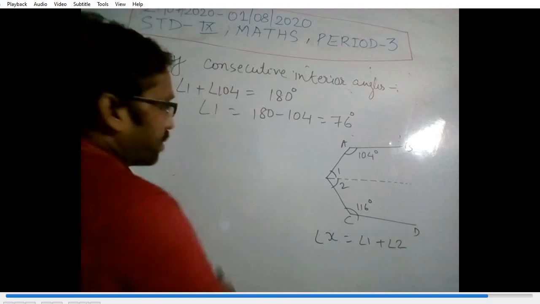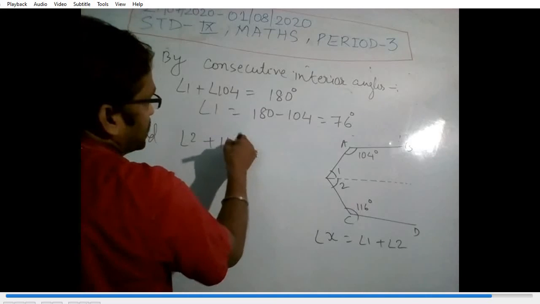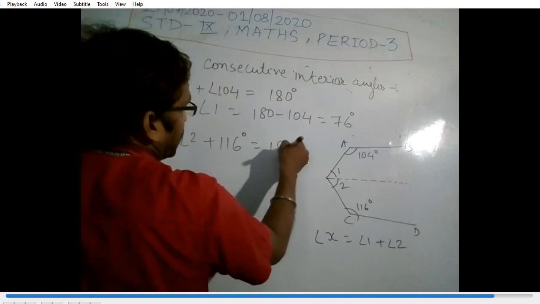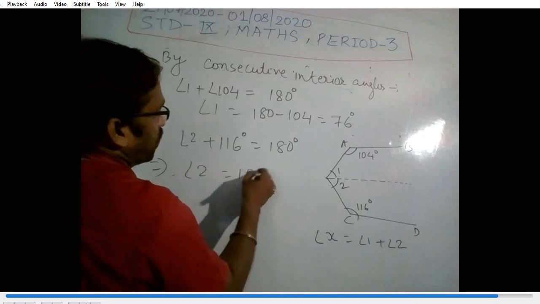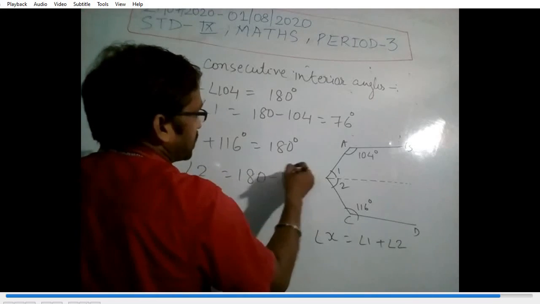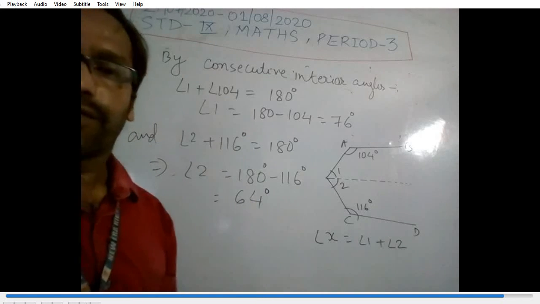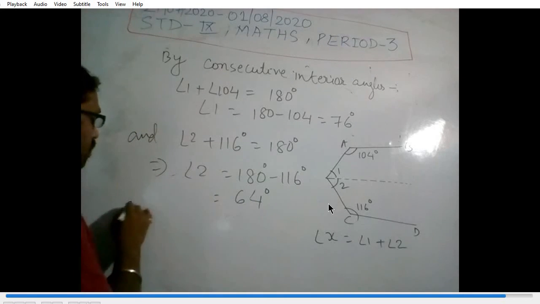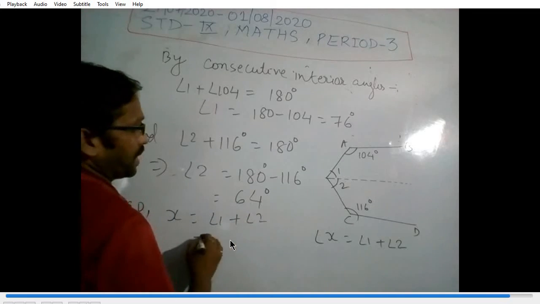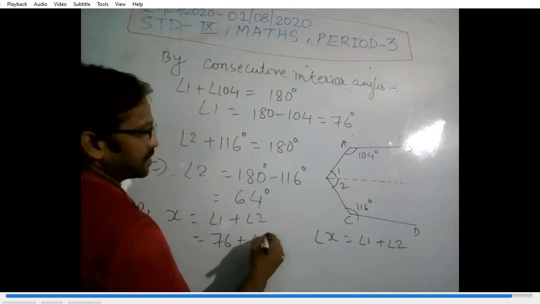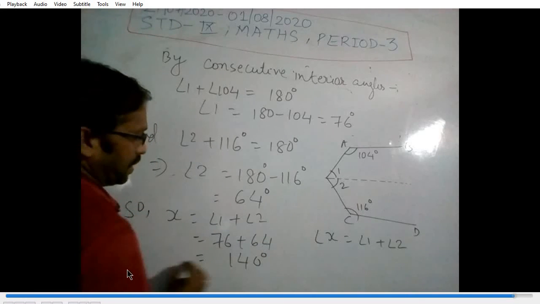Now I know you all know what we are going to do. Similarly, for the downside, angle 2 plus 116 degree is equal to 180. That means angle 2 is equal to 180 minus 116 degree, so that is 64 degree. Now angle x is equal to angle 1 plus angle 2, that is equal to 76 degree plus 64 degree. So that will be equal to 140 degree.